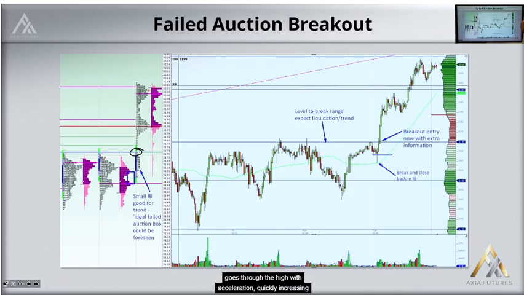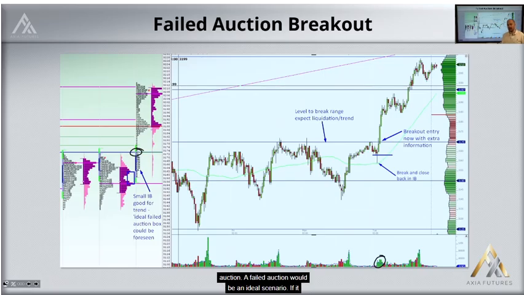If this goes through the high with acceleration, quickly increasing volume, which is what you get on these couple of candles just down here, this is now the point where you can be confident that you are going to get the run towards the upside, that you are going to get this breakout, which turns into a consolidation and a second wave trend move. But all that comes down to, again, being able to look at this and say to yourself, we've got a potential failed auction.